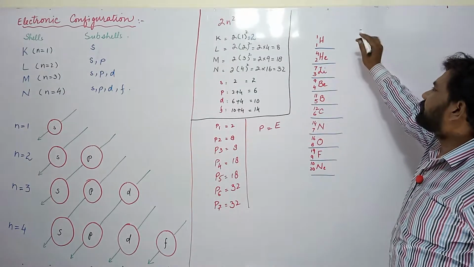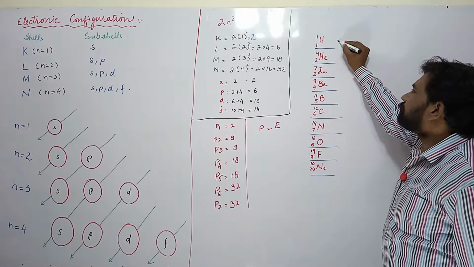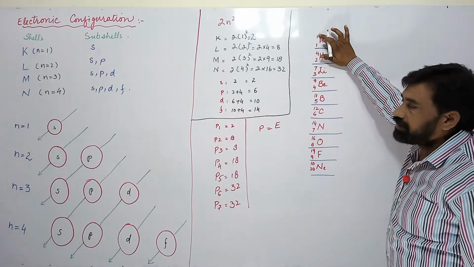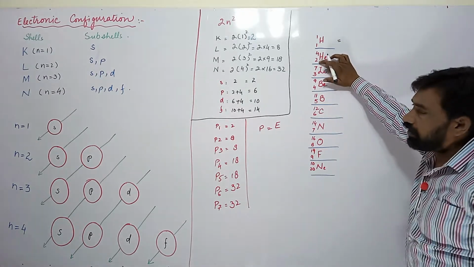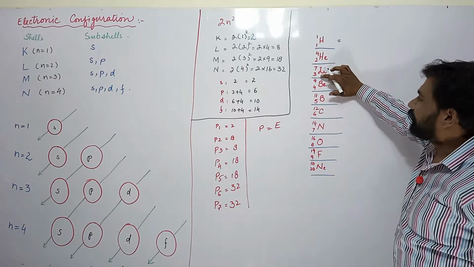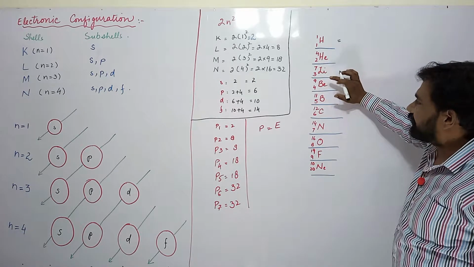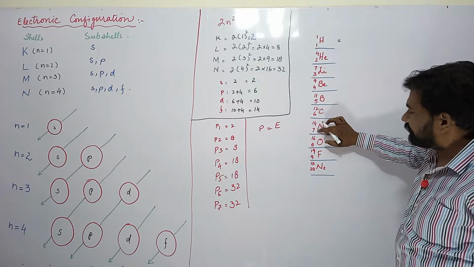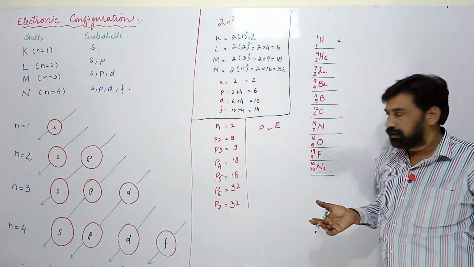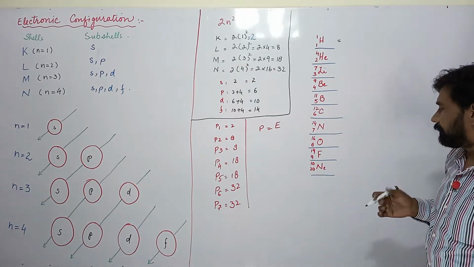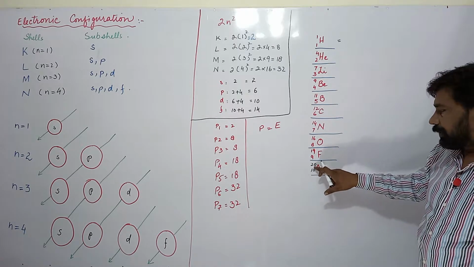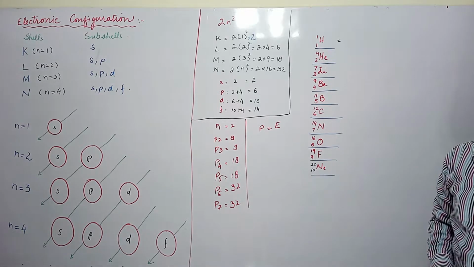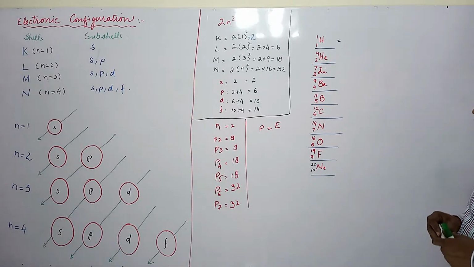Now students, let's discuss the electronic configuration of hydrogen. As you know that atomic number of hydrogen is 1 and its mass number is 1. Atomic number of helium is 2, mass number 4. For lithium, atomic number 3, mass number 7. For beryllium, atomic number 4, boron 5, carbon 6, nitrogen 7, oxygen 8, fluorine 9 and at the end neon 10. Sorry, we always write atomic mass at the left top corner and atomic number at the left lower corner of the element or symbol.